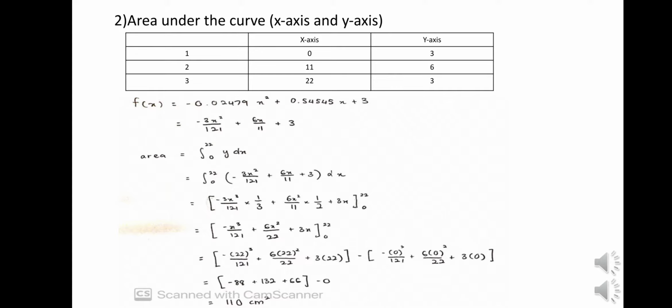So, we will make a double column. On the first bracket, we will substitute x with the upper limit. And on the second bracket, we will substitute x with the lower limit. Then, when we solve the equation, we will get 110 centimeters squared. That is the area, and that is how integration is applied in the product design executive.